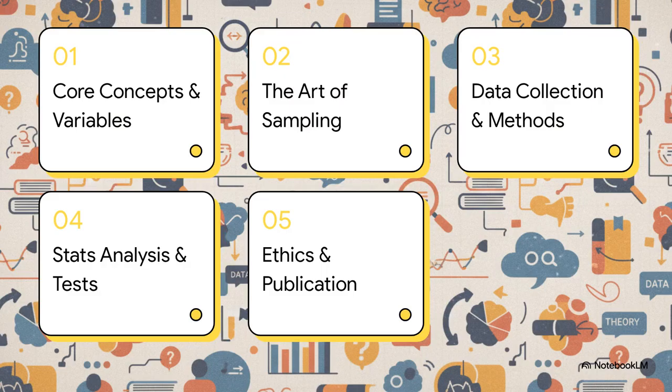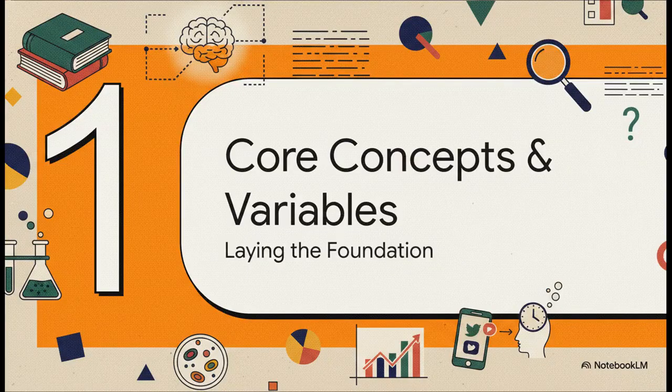Okay, let's dive right into our syllabus for today. We have a highly structured journey through the entire life cycle of a research project: core concepts and variables, the art of sampling, data collection and methods, statistical analysis and tests, and finally, ethics and academic publication. Section 1, Core Concepts and Variables, laying the foundation.